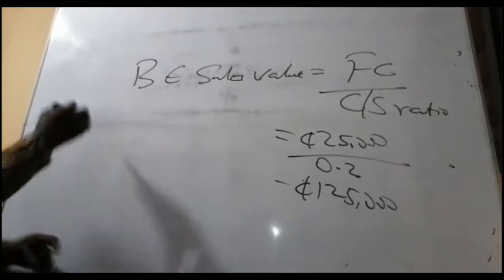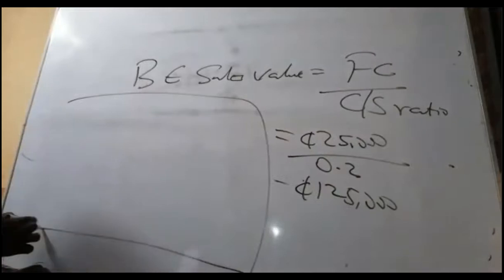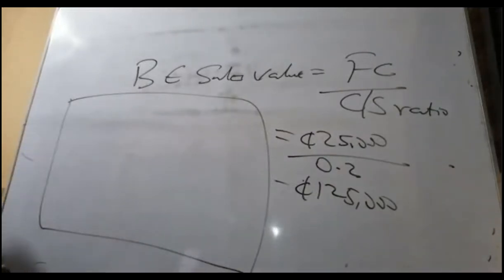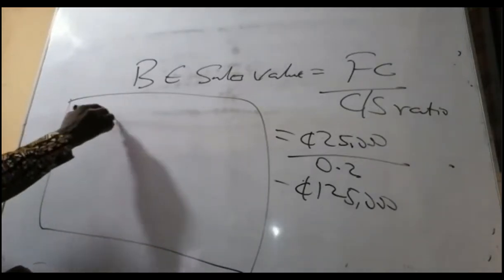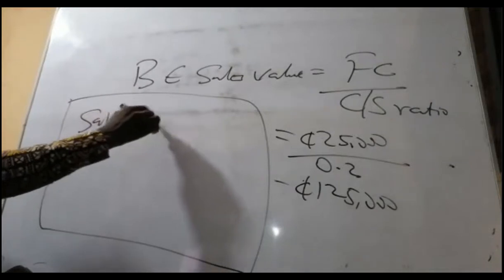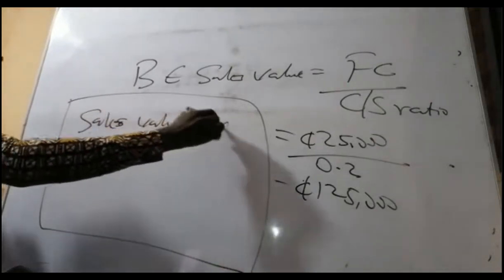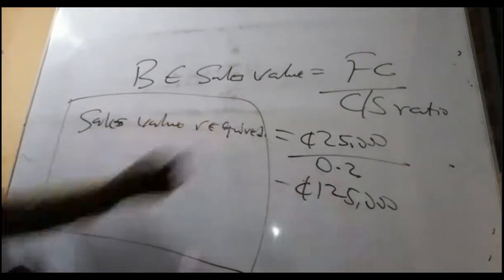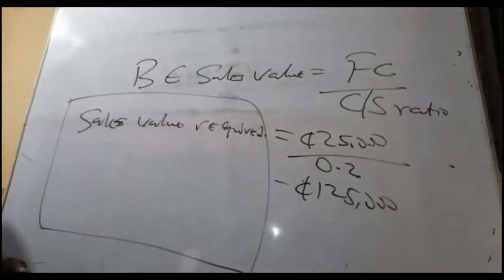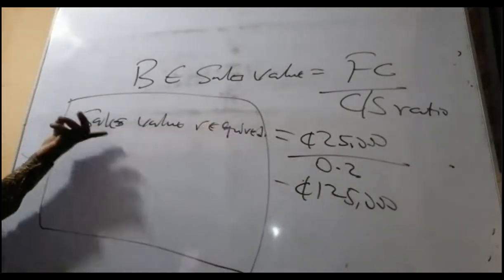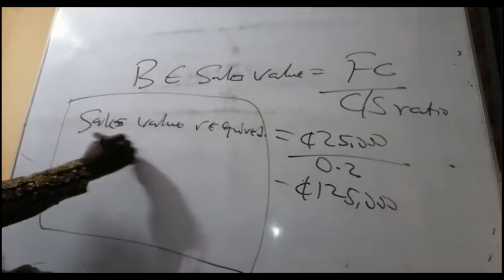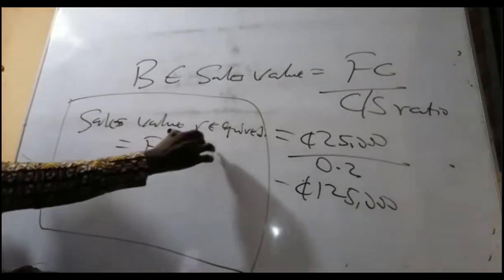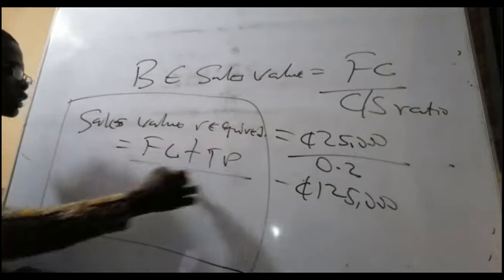The next one is where we are looking for the unit required. Now we can ask you to find the sales revenue required, sales value required to earn a target profit. If it is just the unit, we tell the examiner that the fixed cost plus the target profit divided by contribution per unit.